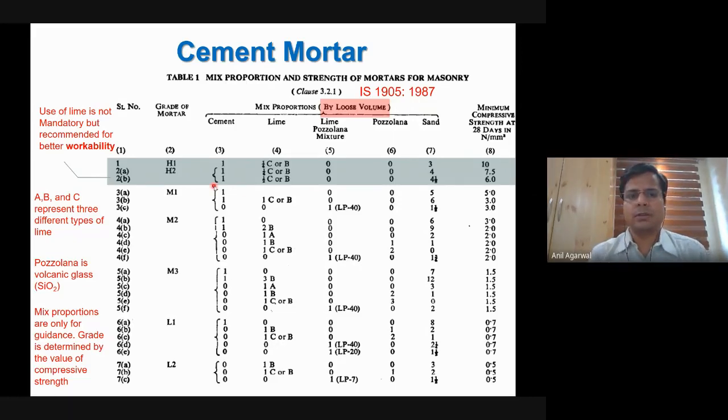The columns 3, 4, 5, 6, 7 give us the details of how to prepare that kind of mix, H1 mix, H2 mix, and so on. For example, if you look at H1 mix, it says take 1 part cement by loose volume, and some part of lime, but lime is not a mandatory requirement. You may or may not take lime. Lime helps improve the workability, but it is not really taken often. Some pozzolana, don't have to worry about pozzolana by now. And then take 3 parts sand. So take 1 part cement, 3 parts sand by volume, and then you are likely to achieve at least a 10 MPa strength in that mortar.